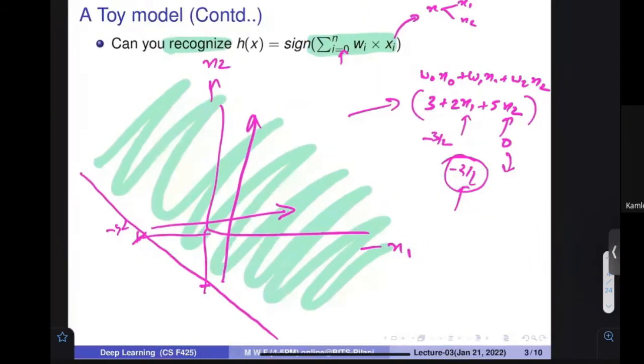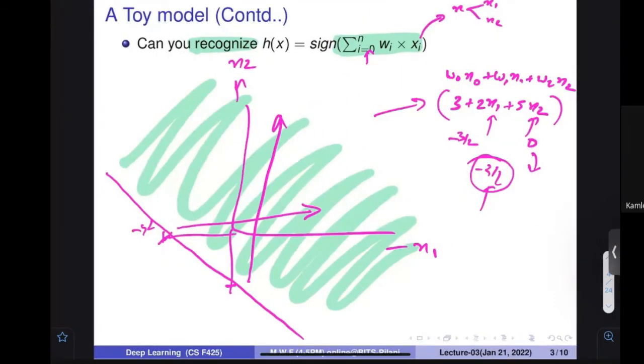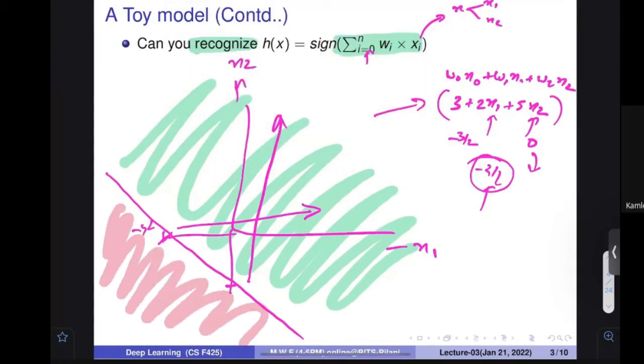Okay, all right. So if it is positive on this particular side, what is going to happen on the below side? What is here? This equation is negative.